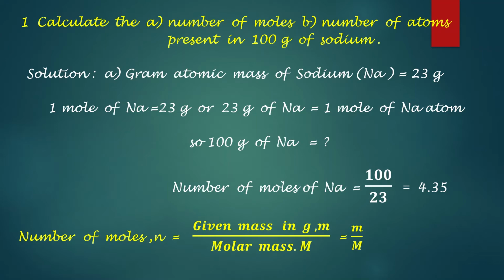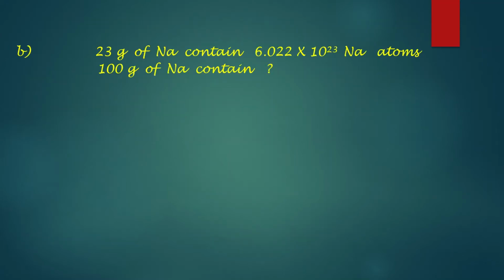Now we shall take the second part. So in the second part of the problem, you have to find the number of the sodium atoms present in 100 gram of the sodium. You know that molar mass of the substance contains Avogadro number of the atoms. So here 23 gram of sodium contains 6.022 into 10 power of 23 sodium atoms. Therefore 100 gram of sodium contain how many sodium atoms?